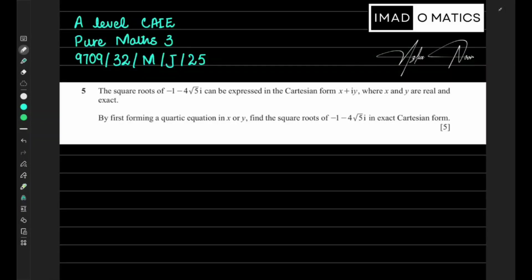Assalamu alaikum everyone, welcome back to mathematics, and we are solving A-level CIE's paper Pure Maths 3, paper code 9709, variant 32, May June 2025, and we are doing question number 5.